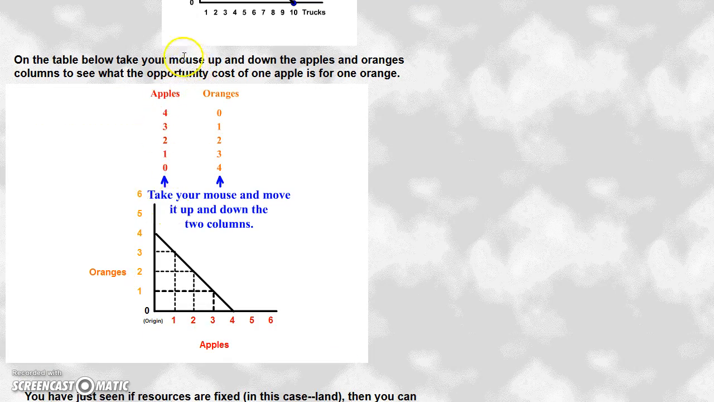And so you can start thinking of it in terms of what you give up to produce 1 more unit of an item. So for example, if you produce 1 more apple, you give up 1 orange. This is constant cost. If you produce 1 more apple here, again, you give up 1 orange. If you produce 1 more apple, you give up 1 orange. So you can see that the opportunity cost is constant. So when you produce 1 more, you give up 1, and it's constant.